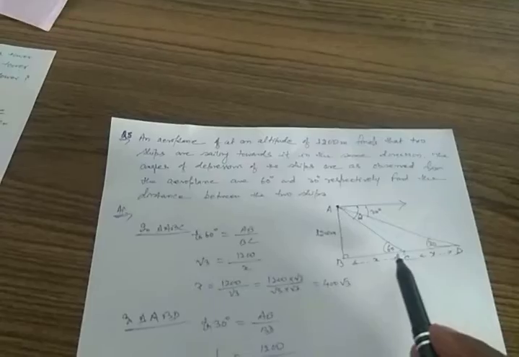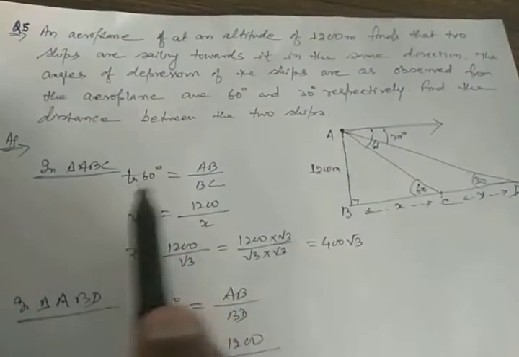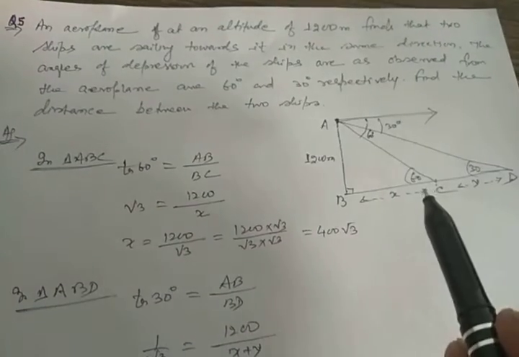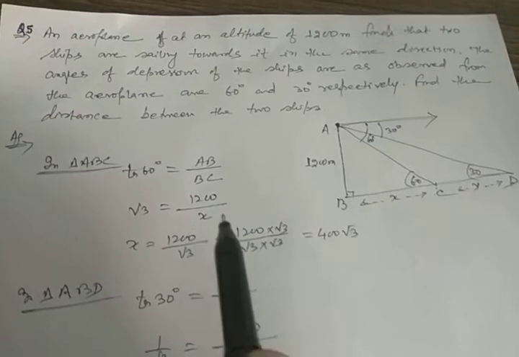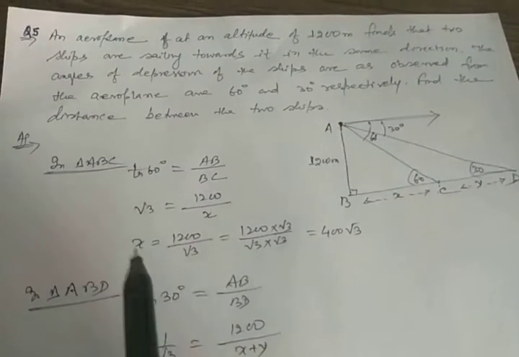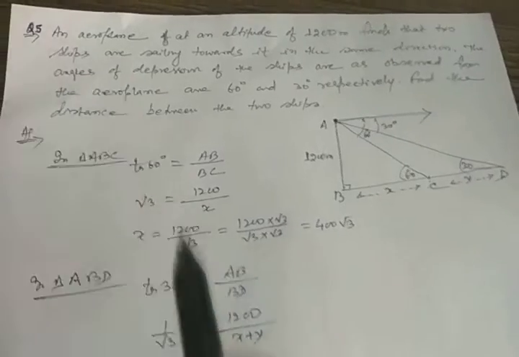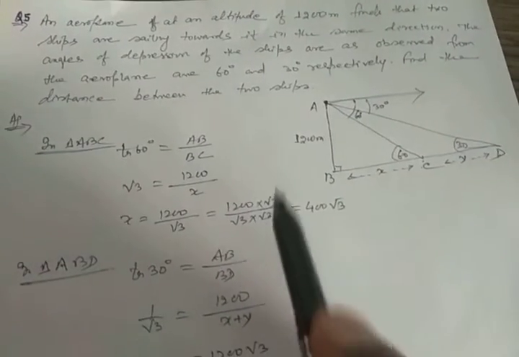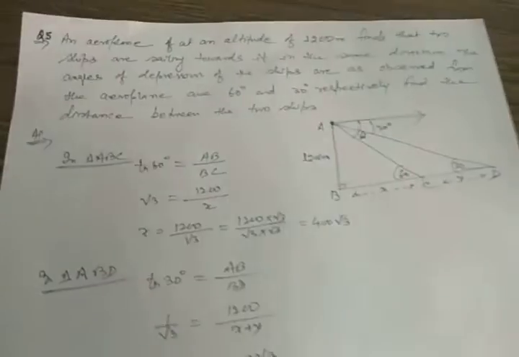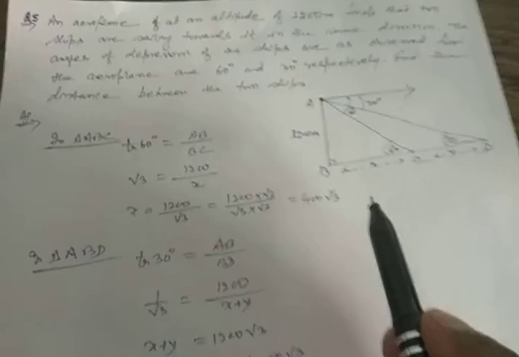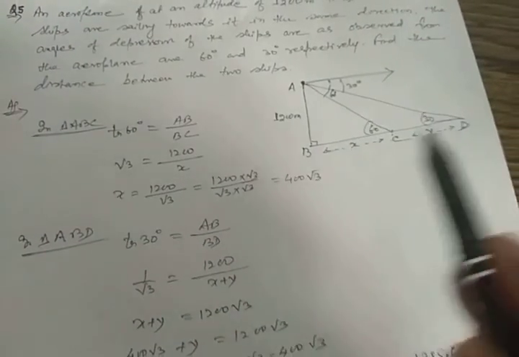Just see now. For triangle ABC, this is 60 degree. So tan 60 should be equal to AB by BC. Now tan 60 is root 3, AB is 1200, BC is your x. So the value of x should be 1200 by root 3. We multiply root 3 by root 3, so that this is 400 root 3. Okay, there is no need to calculate in decimals as BC is not required. We require only CD. So we are going to proceed now.